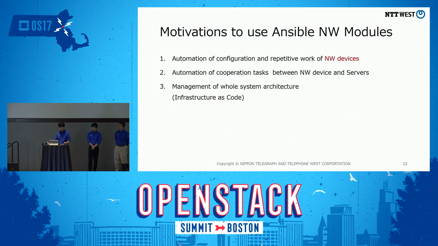Now, I'd like to introduce our three motivations to use Ansible network modules. First, we want to automate configuration and routing work of network devices as well as servers. Second, we want to perform tasks automatically that require cooperation between servers and network devices, for example, auto-scaling and auto-healing. Third, we want to manage the full configuration of the system, including servers and network devices, by one playbook. This idea is based on infrastructure as code.